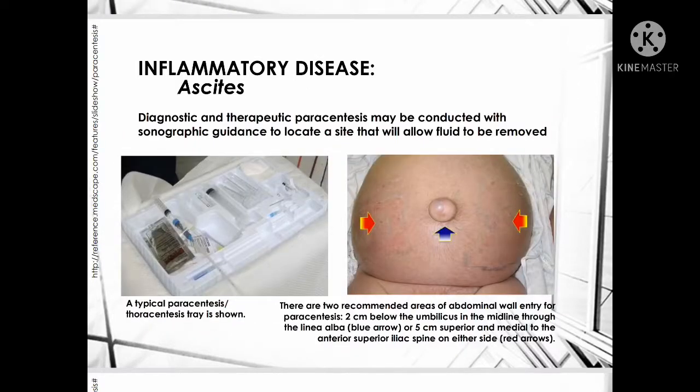Diagnostic and therapeutic paracentesis may be conducted with sonographic guidance to locate a site that will allow fluid to be removed and to avoid damage to the floating bowel loops. There are two recommended areas of abdominal wall entry for paracentesis. One is 2 cm below the umbilicus in the midline through the linea alba, or 5 cm superior and medial to the anterior superior iliac spine on either side.